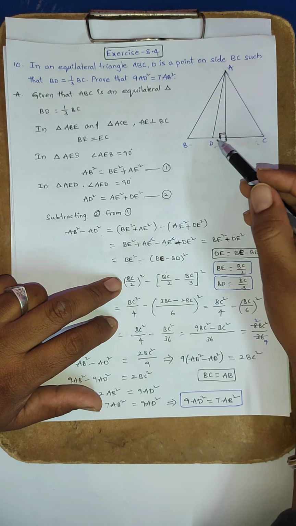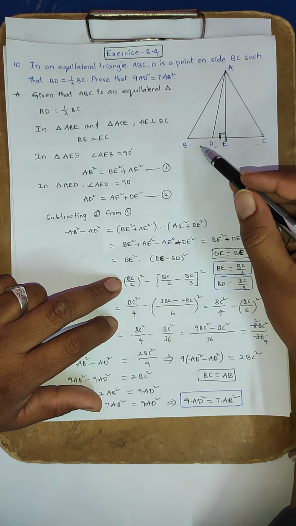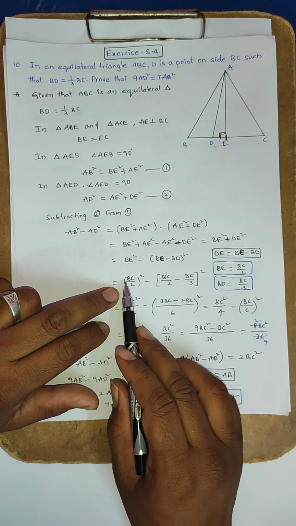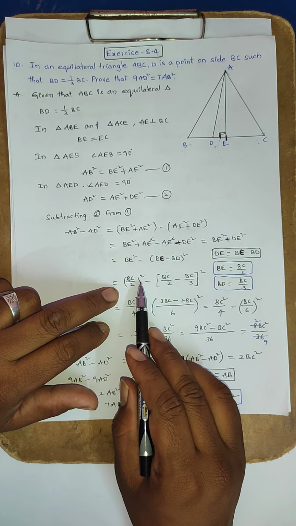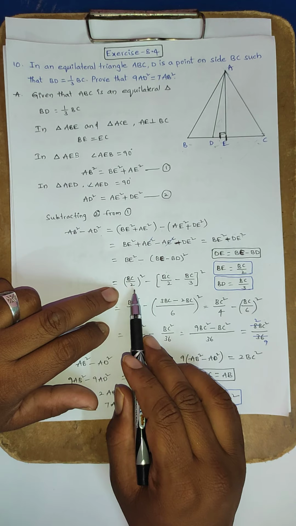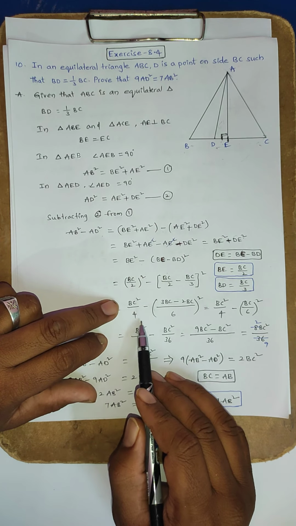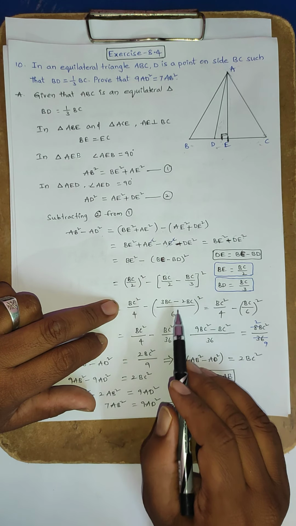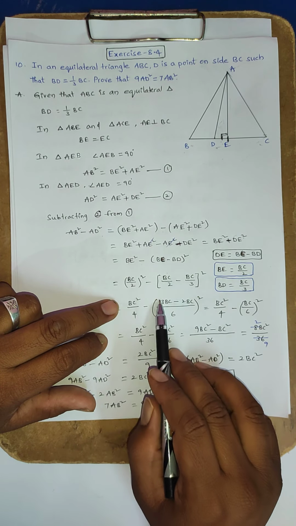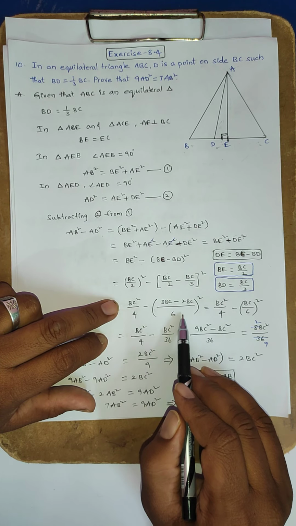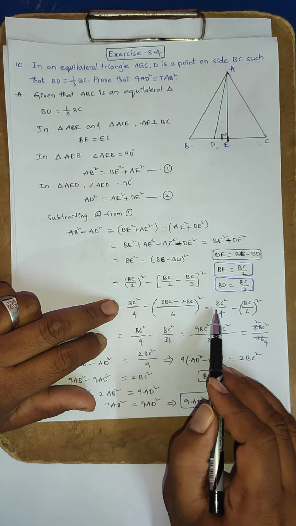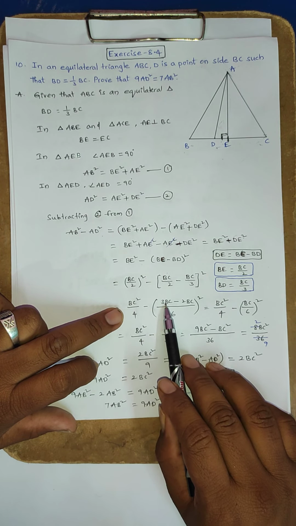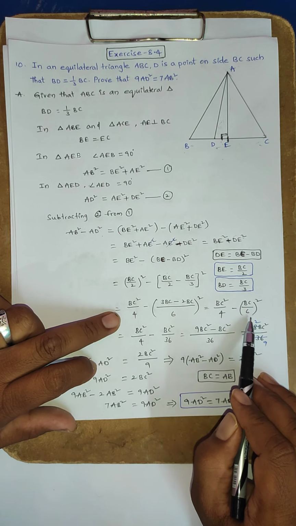BD is 1/3 of BC. So in place of BD, BC by 3, whole square. BC by 2, this square for numerator and denominator: BC square by 4 minus BC by 3 whole square, BC square by 9. Their LCM is 36. Taking the difference, BC square by 4 minus BC square by 9.